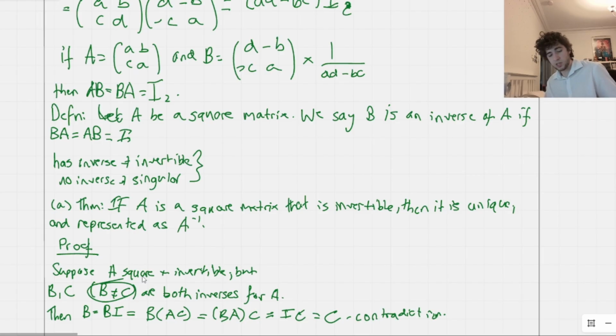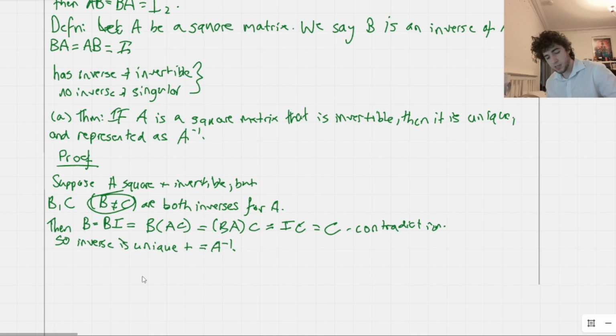So the inverse is unique, right? So then we're done. The inverse is unique and equals A to the power of minus 1. That's just a notation as to how we write the inverse. This plus here also means "and", that's just something that I do. So the inverse is unique, and it equals A to the power of minus 1. That's just how we write it. It's a notation thing, that's fine.